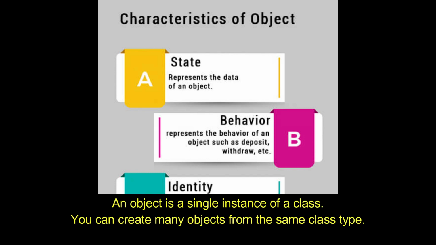Now object. An object is a single instance of a class. You can create many objects from the same class type. The characteristics of objects are state, which represents the data of the object, and behavior, which represents the behavior of such an object, such as deposit, withdraw, anything. Also it has some identity.